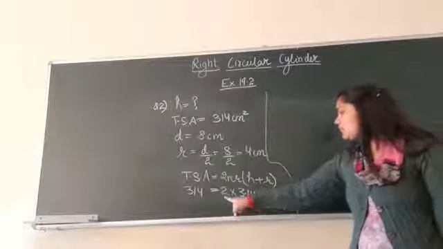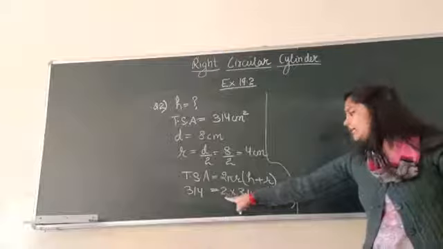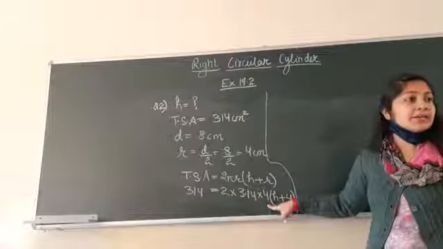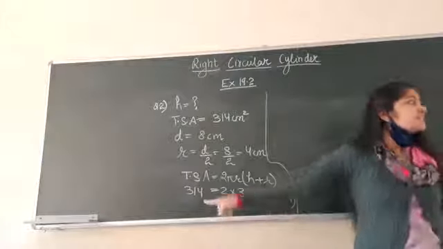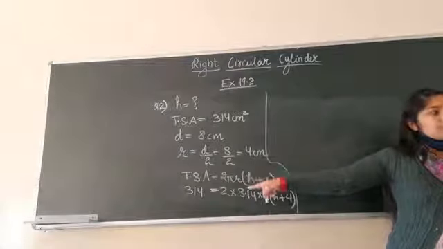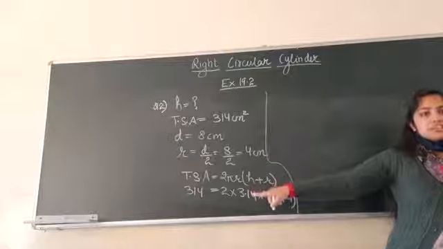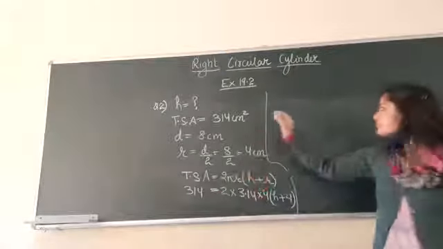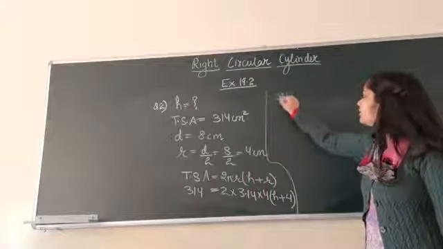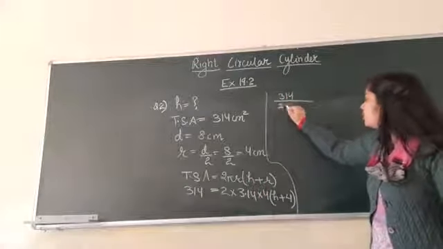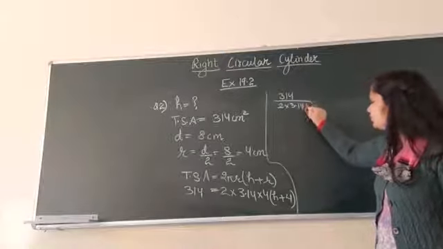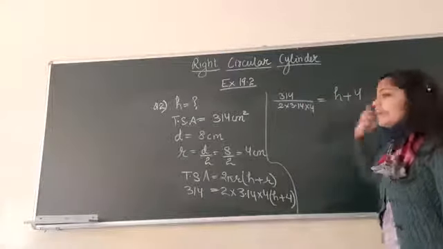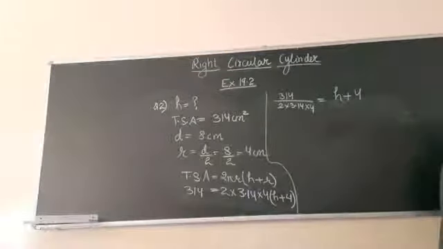Okay. So I will take these numbers 2 into 3.14 into 4, which are in multiplication here, to the other side, and they will be in division. Okay, we'll write these numbers in denominator of 314. Clear? So 314 over 2 into 3.14 into 4 equals to h plus 4. Any doubt up to here?